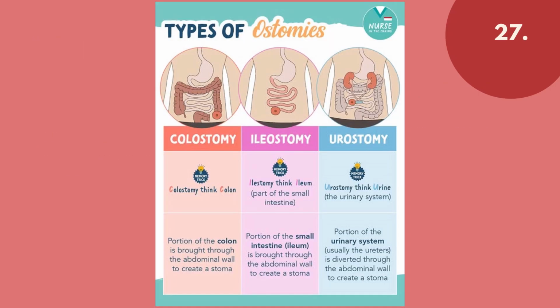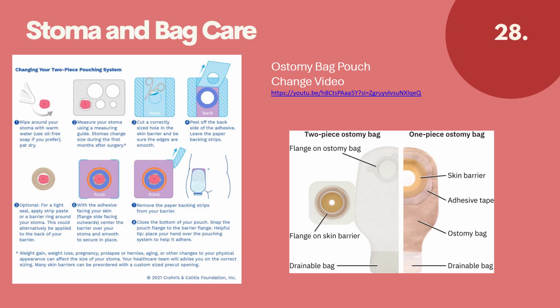This is just a good like visual aid of the different types of ostomy. So ones we just talked about, the colostomy, ileostomy, and urostomy, like the location, some memory tricks, and just kind of just some generalized things to make sure that you're aware of. So this is some information on the stoma and bag care that you guys can review. It's something that you guys will be doing or have done in lab. I also have attached an ostomy bag pouch change video so that you guys are aware of that.